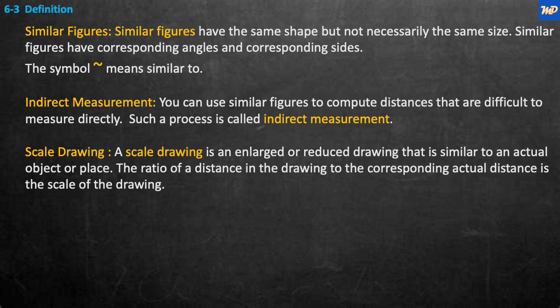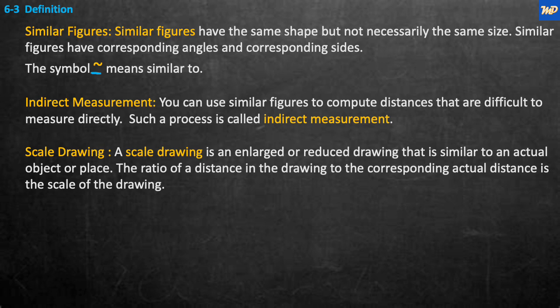Definitions. Similar figures. Similar figures have the same shape, but not necessarily the same size. Similar figures have corresponding angles and corresponding sides. The symbol, this tilde right here, means similar to. Indirect measurement. You can use similar figures to compute distances that are difficult to measure directly. Such a process is called indirect measurement.